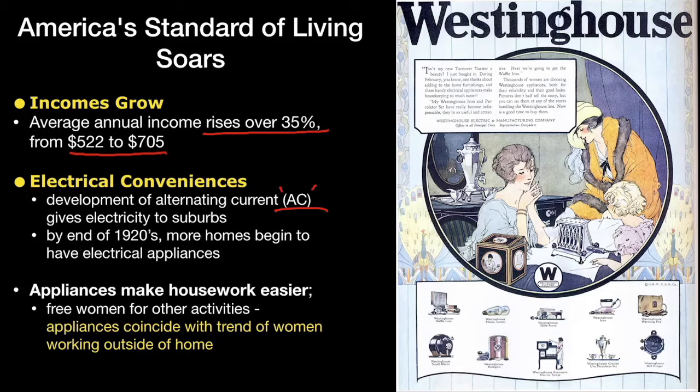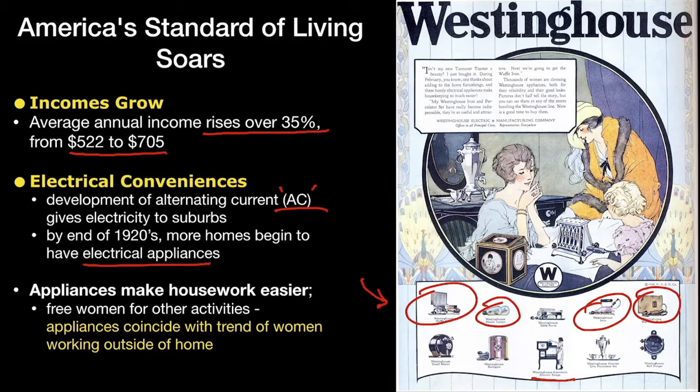By the end of the 20s, more homes have electrical appliances. So you guys can kind of see right down here, here's a whole bunch of stuff that they have. We have the electric range for cooking. You've got an iron. You've got warming pads, light bulbs, waffle irons. So all of these new conveniences are making your home life a whole heck of a lot easier.